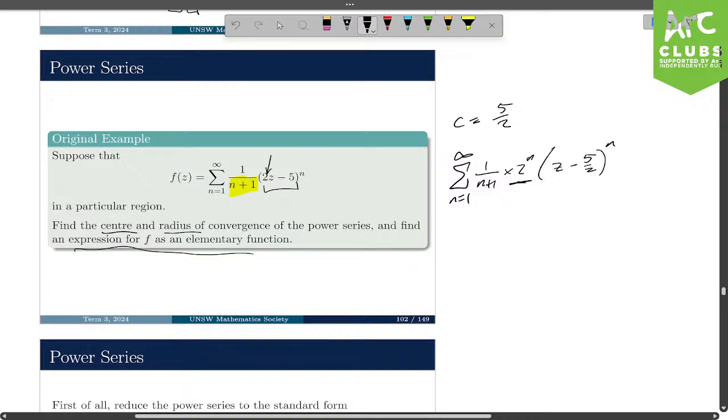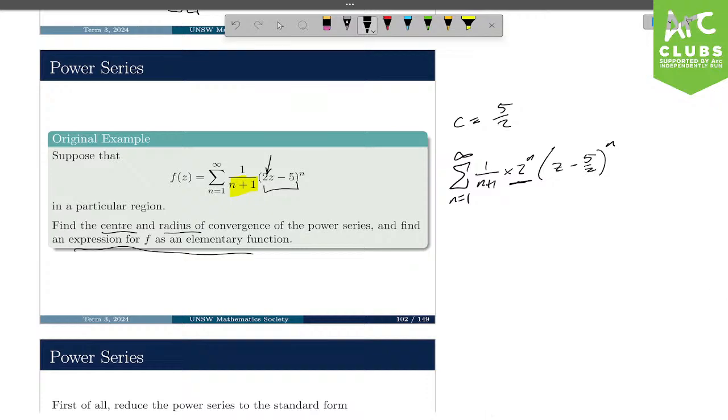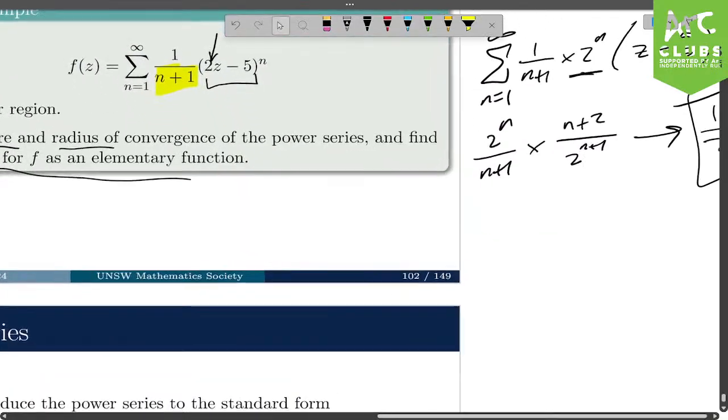So, ratio test, we'll just do it again. We get 2 to the n on n plus 1 times n plus 2 on 2 to the n plus 1. Fantastic. Which just goes to 1 on 2. Okay, we got our radius, we're happy. Fantastic. Next up, we want the expression for f as an elementary function.